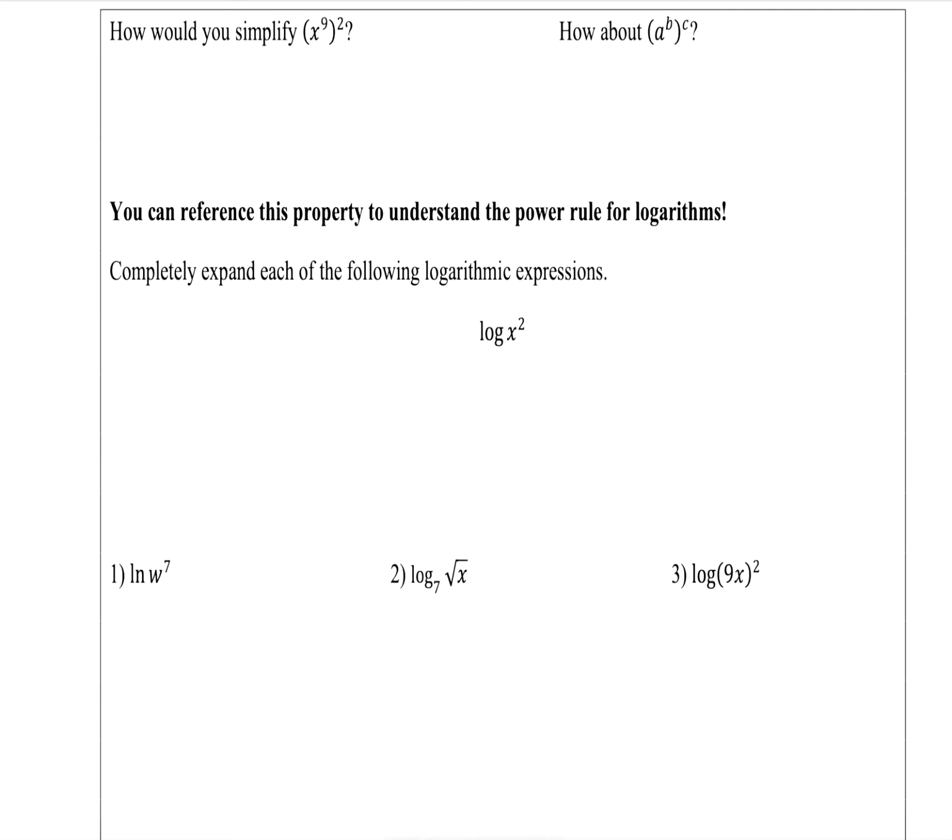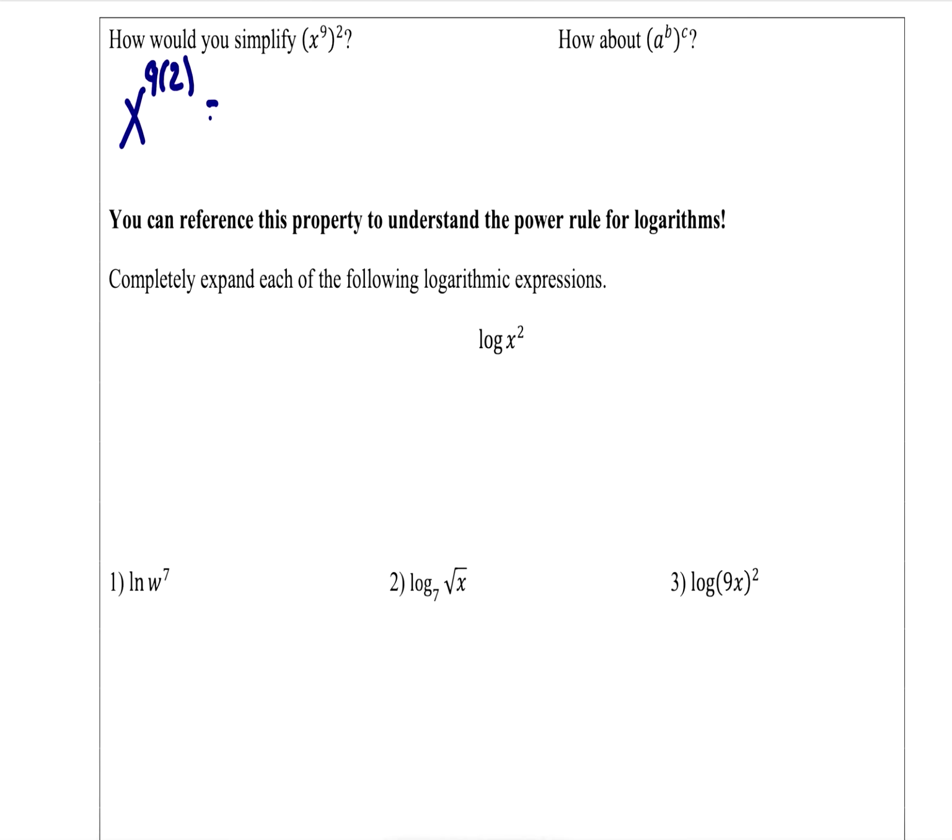So if I were to simplify this time, x to the 9th to the 2nd, what would you do? We did this property in the do now. You would multiply the exponents. So that would be x to the 9th times 2, which is x to the 18th. But the big thing there is we're multiplying the exponents. And how about a to the b c? That would just be a to the bc.